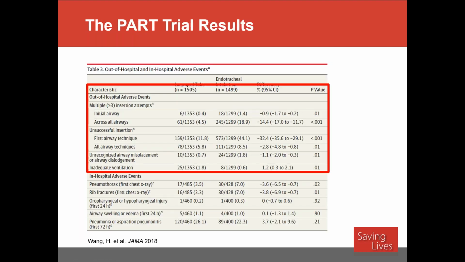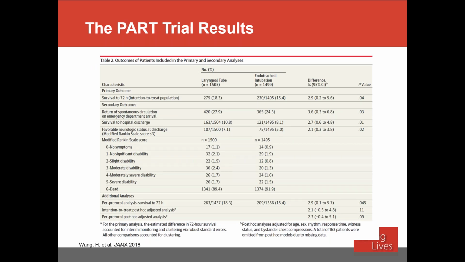But other things to assess. Now this is where this really hits home. So remember, the left column is laryngeal, the right column is endotracheal. When they look at out-of-hospital adverse events, multiple insertion attempts, defined as 3 or more, was statistically higher in the endotracheal group. Unsuccessful insertions were much higher in the endotracheal group. Unrecognized airway placement or airway dislodgement, again, was statistically significantly higher in the endotracheal group. And inadequate ventilation was statistically higher in the laryngeal group. So I don't think any of that is shocking to any of us, just because endotracheal tube placement is so difficult.